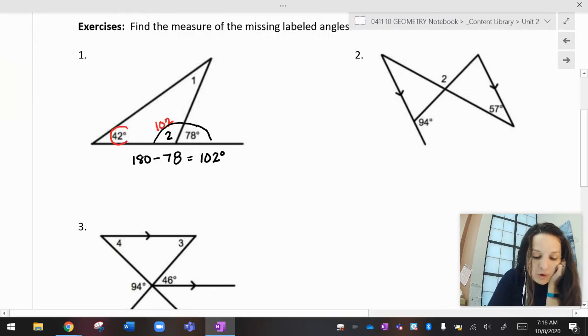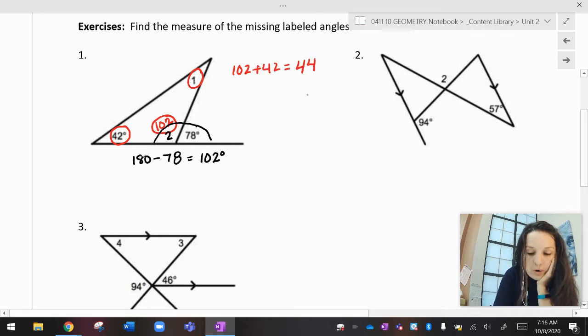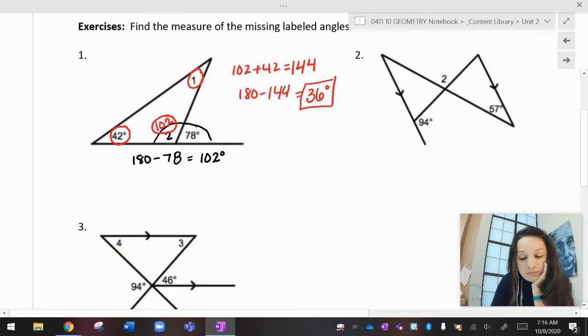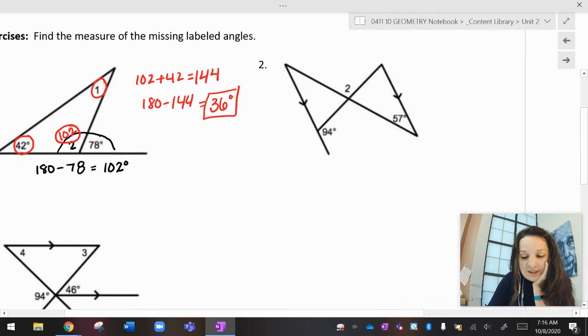And then the 42, the 102, and the 1 need to add up to 180. So 102 plus 42 is 44. Nope, 144. Forgot a number there. And 180 minus 144 is going to be 36 degrees. There's angle 1. All right, let's slide on over here to 2.